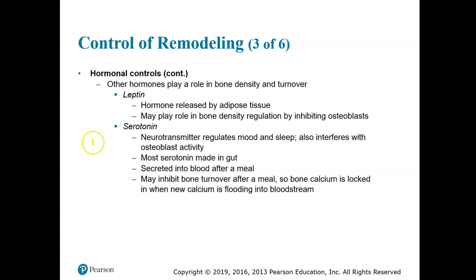Other hormones that play a role in bone remodeling include leptin. Leptin is released by adipose tissue, or fatty tissue, and could possibly inhibit osteoblasts, so it would inhibit the formation of bone matrix. And then serotonin is a neurotransmitter that regulates mood and sleep, and that can interfere with osteoblast activity also.